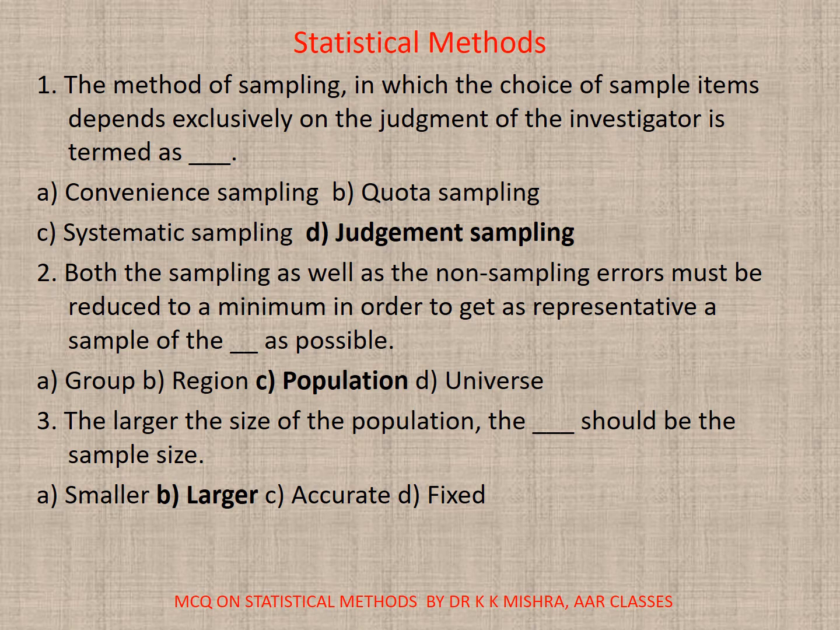3. The larger the size of the population, the dash should be the sample size. A. Smaller, B. Larger, C. Accurate, D. Fixed. The correct option is B. Larger.